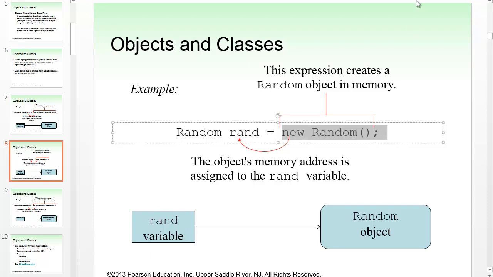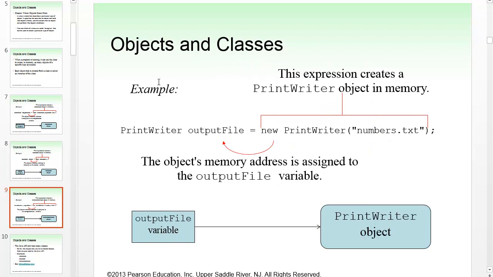But when you say equals new Random, that creates the object in memory, and then the equal sign makes it so that we're assigning the address returned by the new operator to the variable rand.